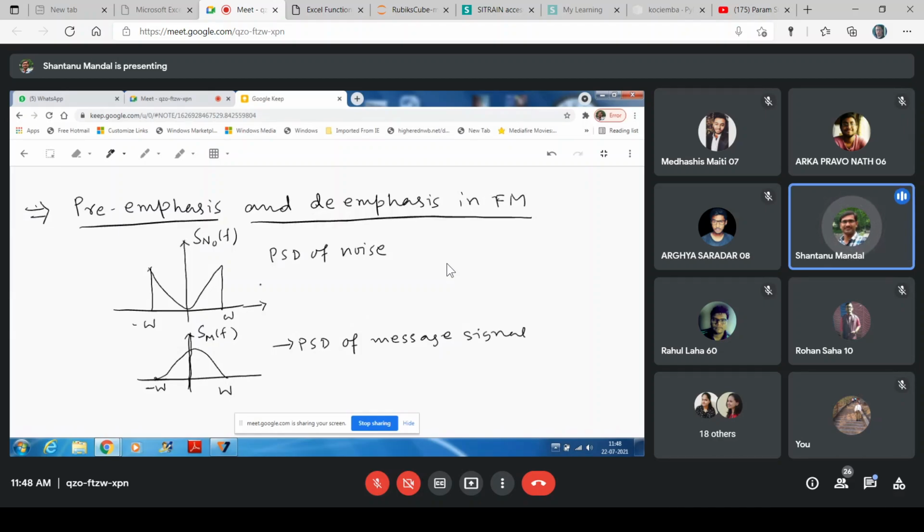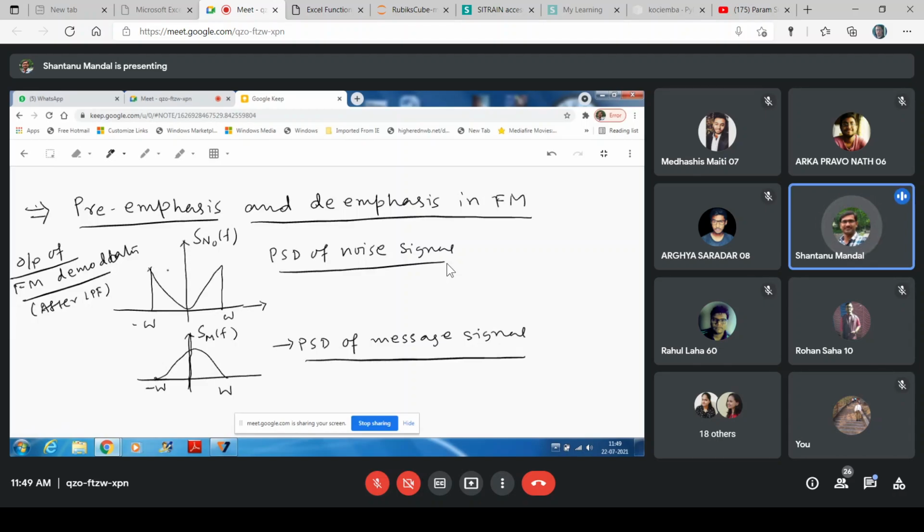So the PSD of the noise signal and the PSD of the message signal are both at the output of the FM demodulator. Output of the demodulator means after the low pass filter, LPF. This is the PSD of the noise signal at the output of the FM demodulator, and the PSD of the message signal.